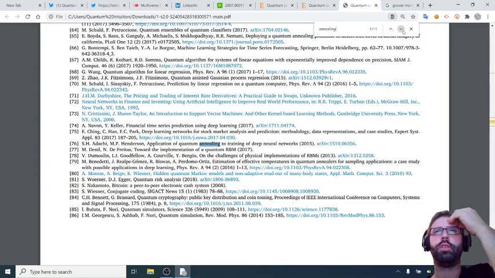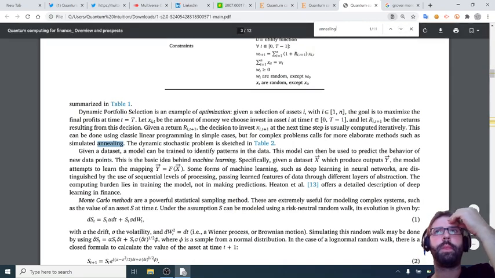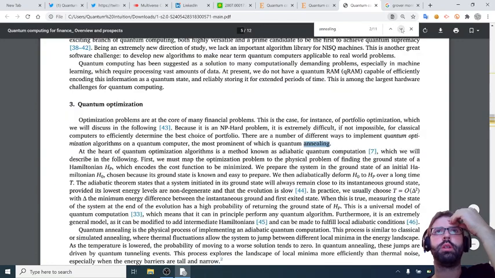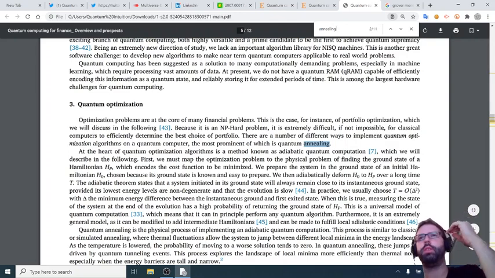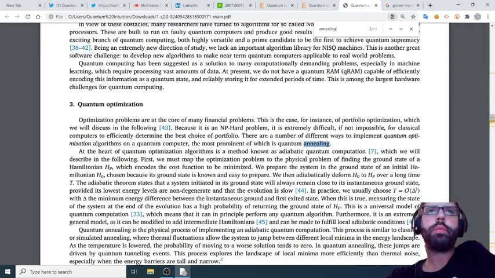No. What's the first mention in the paper? Simulate annealing. Quantum optimization. Optimization problems are at the core of many financial problems. This is the case, for instance, of portfolio optimization, which we'll discuss in the following. Because it is an NP-hard problem, it is extremely difficult, if not impossible, for classical computers to efficiently determine the best choice of portfolio. There are a number of different ways to implement quantum optimization algorithms on a quantum computer, the most prominent of which is quantum annealing.